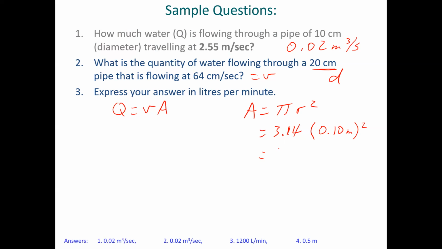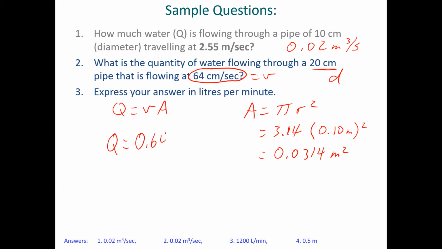Okay, I guess I could have done that one in my head. It's 0.0314. And don't forget your units. Okay, and so my Q is 6. Oh, and take a look at this. It's in centimeters per second. So I want to convert that to meters per second, right?